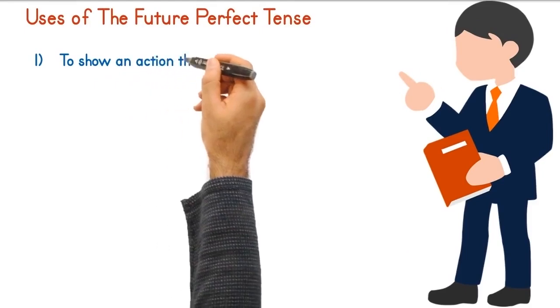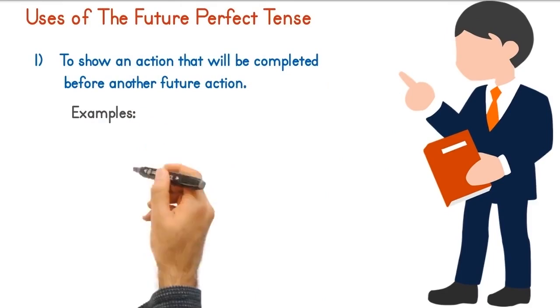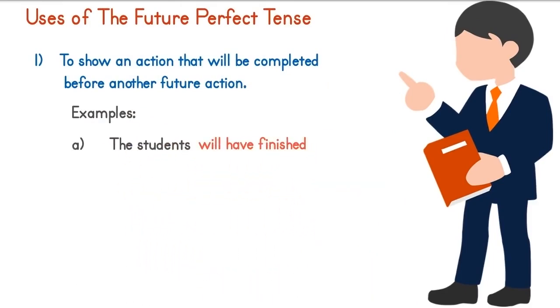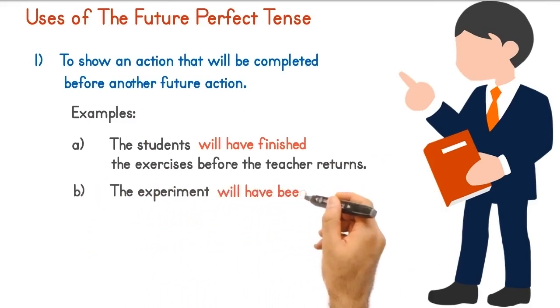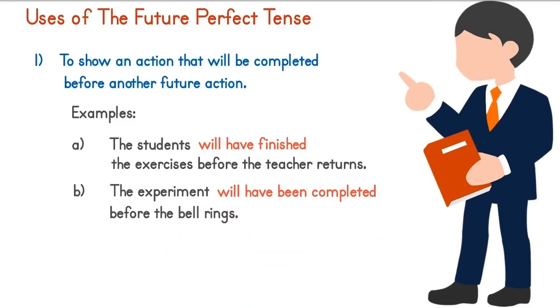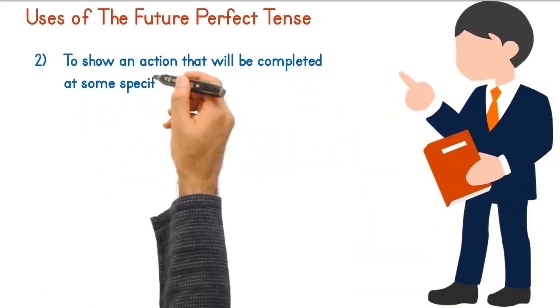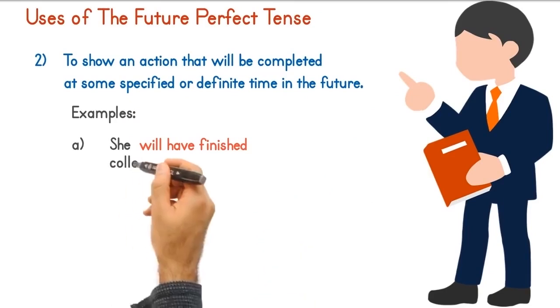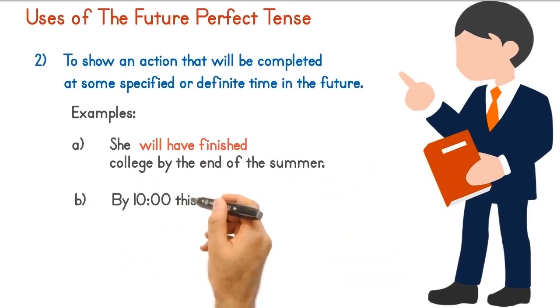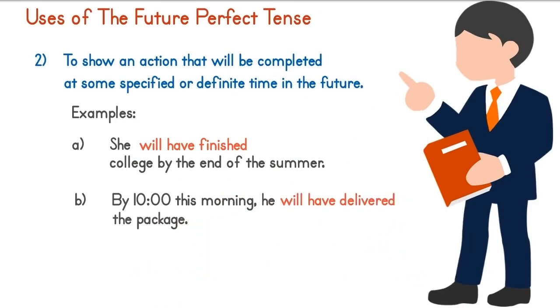Uses of the future perfect tense. To show an action that will be completed before another future action. Examples: The students will have finished the exercises before the teacher returns. The experiment will have been completed before the bell rings. To show an action that will be completed at some specified or definite time in the future. Examples: She will have finished college by the end of the summer. By 10 o'clock this morning, he will have delivered the package.